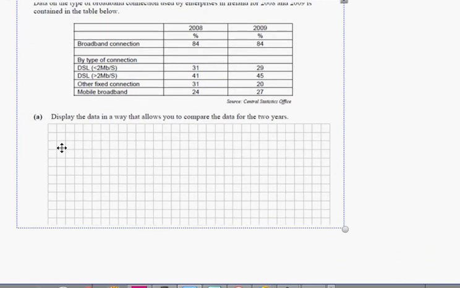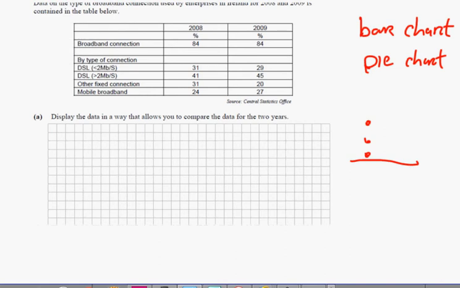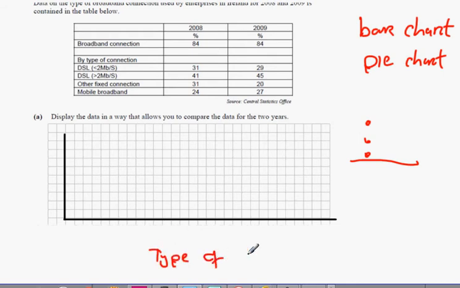So guys, what type of diagrams do we commonly use for displaying data? Let's get a list. We'll go with bar chart. Bar charts are usually quite easy to do. So what we want to do is put in the percentage. We're going to label an XY axis, like so. Now, we want to do a direct comparison, so we're going to link them by type of connection. Type of connection on the bottom.